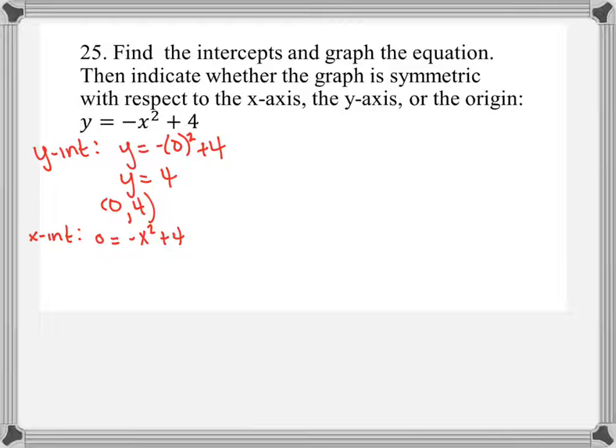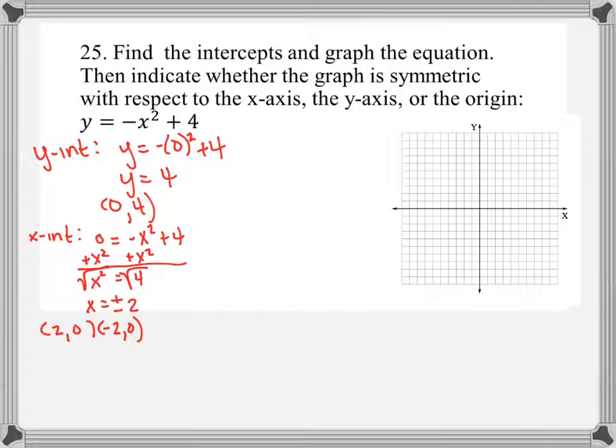For my x-intercepts, I'll substitute 0 in for y. So 0 equals negative x squared plus 4. I'll add x squared to both sides. x squared equals 4. Take the square root of both sides. x equals plus or minus 2. So we have two x-intercepts here. Written as coordinates, those would be (2, 0) and (-2, 0).